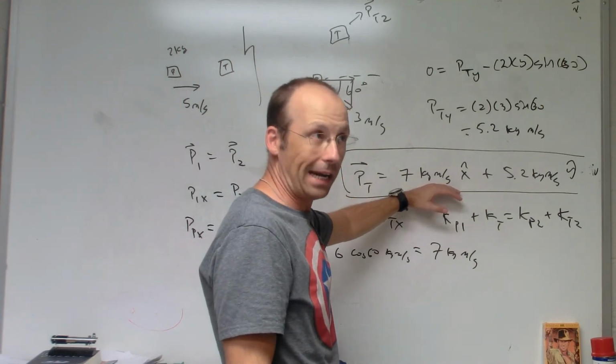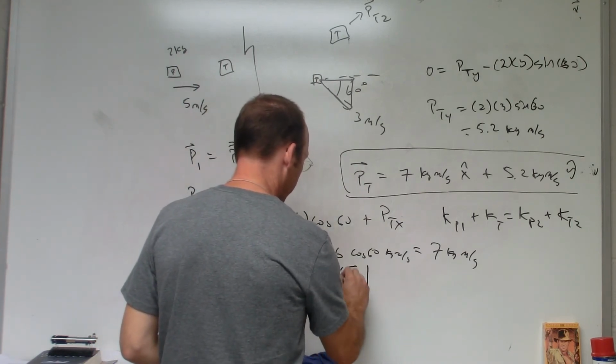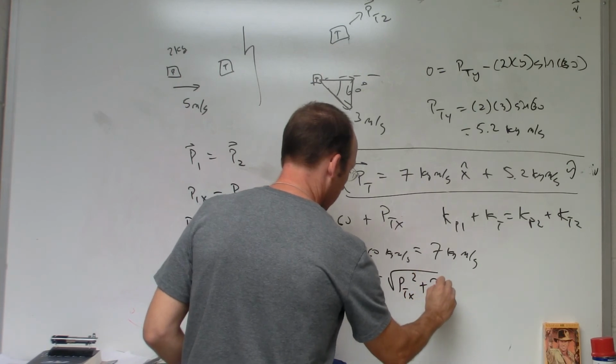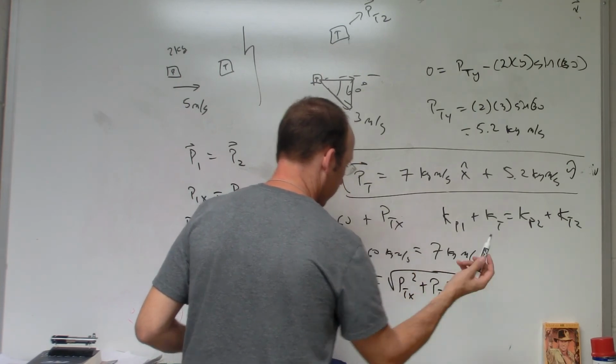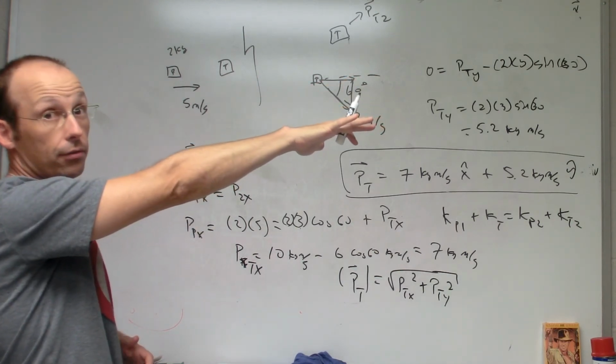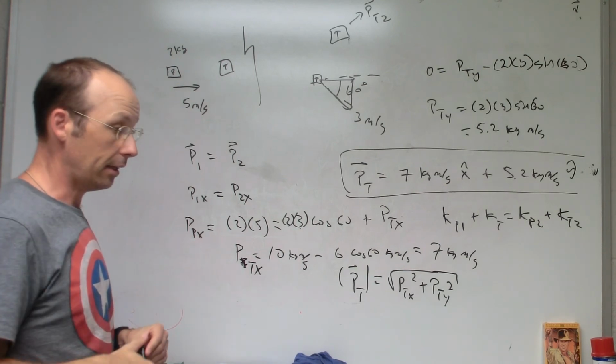What if I want to find the magnitude of the momentum afterwards? Well, I would just go P target magnitude equals the square root of PTX squared plus PTY squared. That's the magnitude. You can't do this problem without using vectors. Momentum is a vector, and if you treat it as not a vector, that just doesn't work.